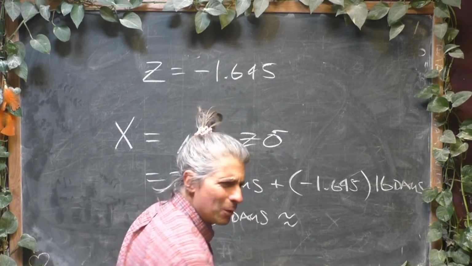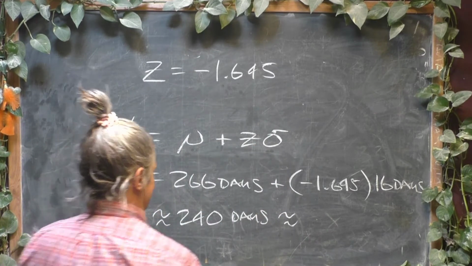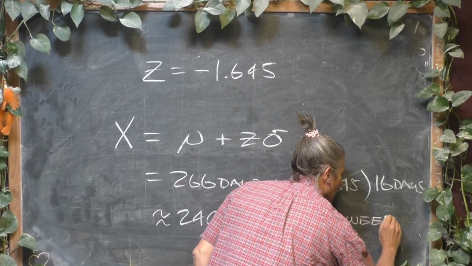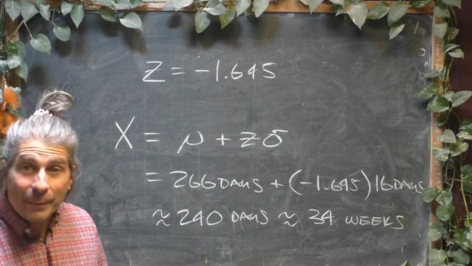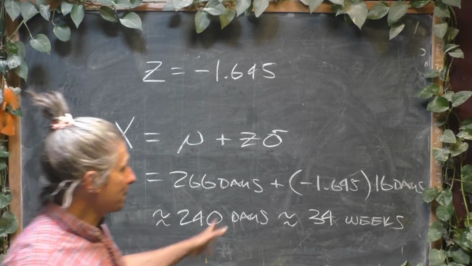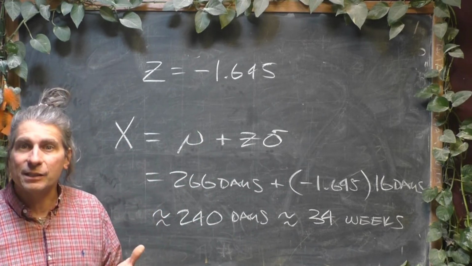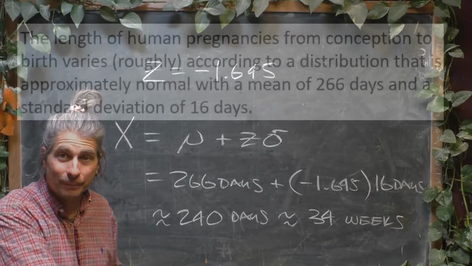Which is just about, was that 35 weeks? 34 weeks. Just a little bit above 34 weeks. So there's your cutoff for preemie babies. Any baby born before about 34 weeks, under this definition of premature, is considered a preemie baby. Make sense so far? Okay, let's look at another one.